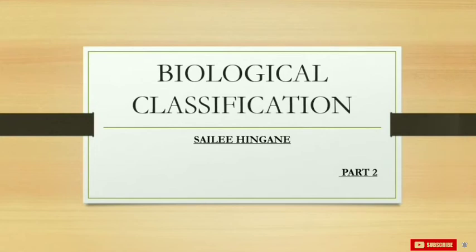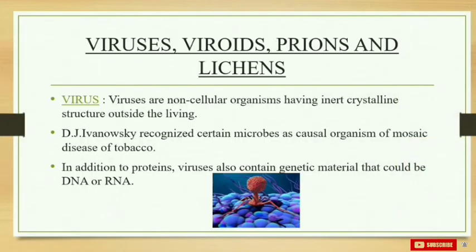So let's start. In this lecture we will be discussing viruses, viroids, prions and lichens. The 5 kingdom system of classification does not include viruses, viroids, prions and lichens. So these organisms did not find a place in that classification system and they were classified individually.